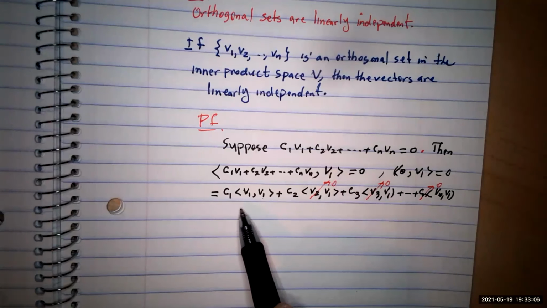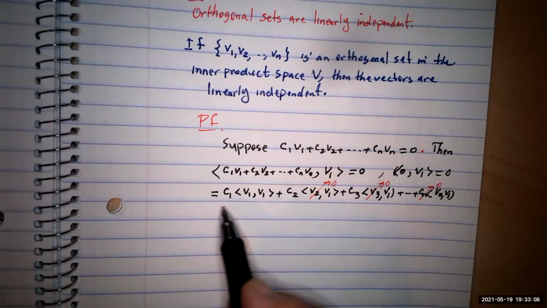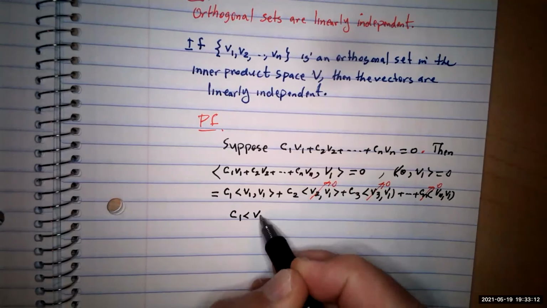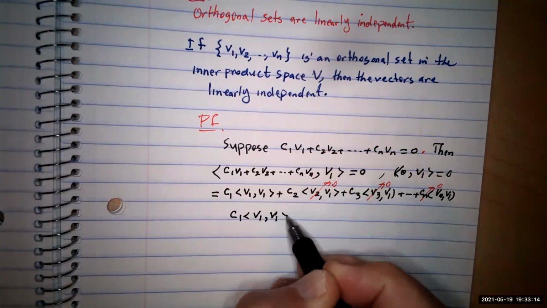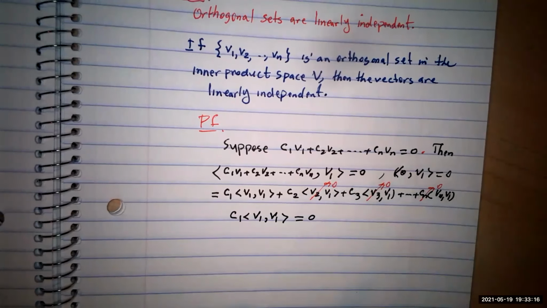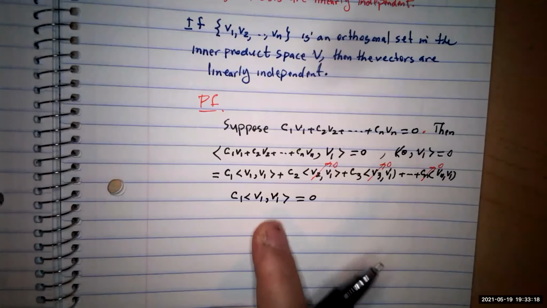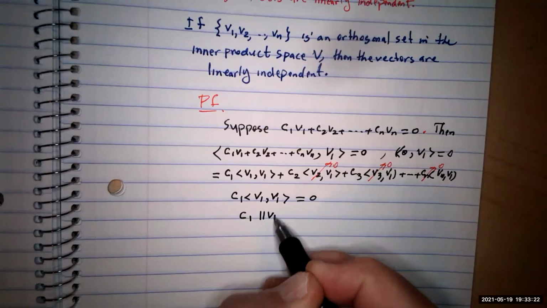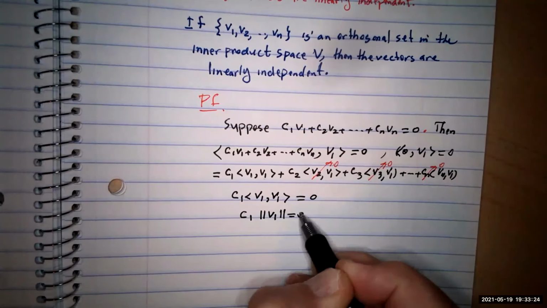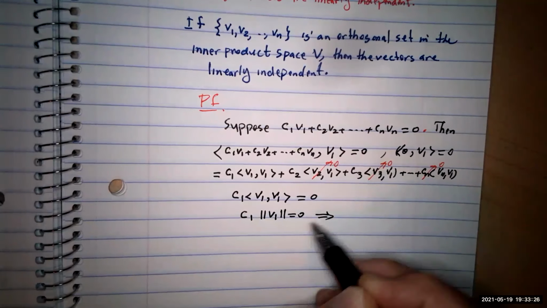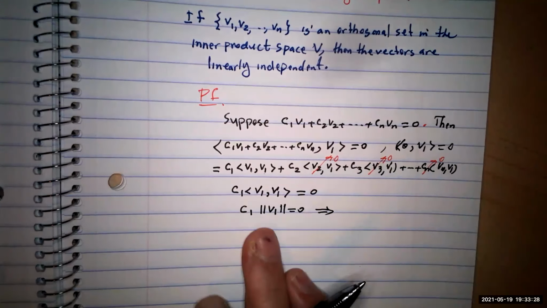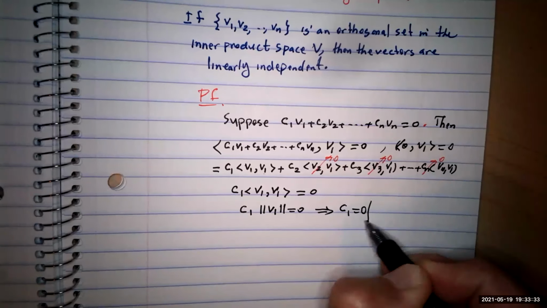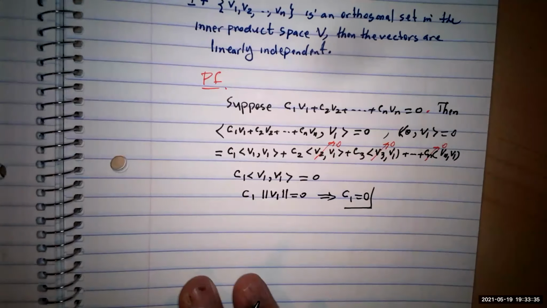What you have over here is that C1 times the inner product of V1 and V1 is equal to 0. That gives you C1 times the norm of V1 squared equal to 0. And V1 is not zero because it's a non-zero vector. So that gives you the fact that C1 is equal to 0.